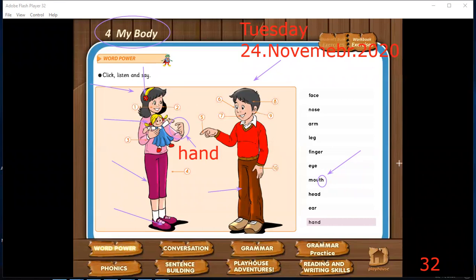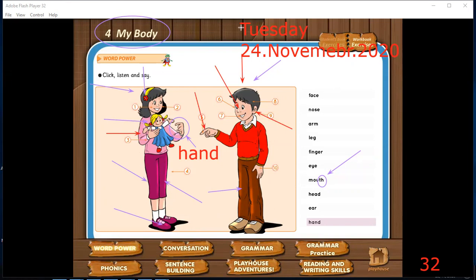Let's go. I'm going to start. 3, 2, 1. Touch your mouth. Well done. Touch your leg. Where is the leg? This is leg. Did you touch it? Good job. Touch your head. Excellent. Touch your arm. Well done. Excellent. And touch your ears. Excellent, good job. Touch your nose. Well done. Touch your finger. Well done, excellent, super students.